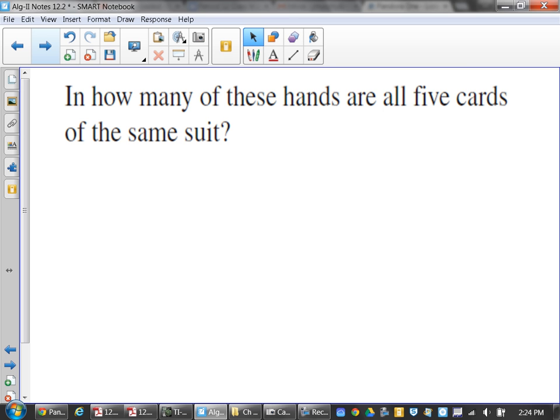Now, what I want to think about here is, you've already got the 2 million some odd hands to play with. You want to get all 5 of them to be the same suit. Well, how many suits are there? 4 of them. So how many do you have to choose from? How many do you want to choose? 1. You're going to take the 4 suits, you're going to pick one of them. You're going to choose 1 suit. So what happens is, the first card that comes over is your suit.